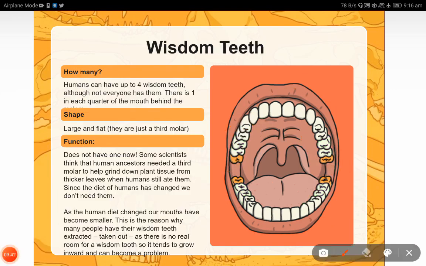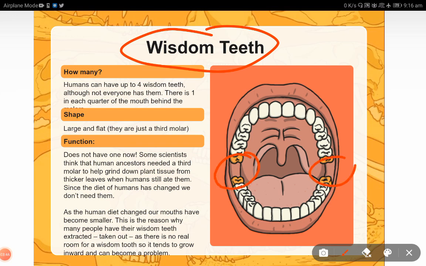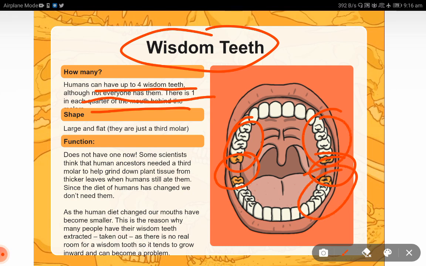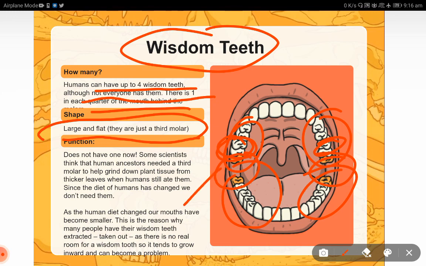And the last ones are wisdom teeth. They're the innermost part of the mouth, and humans can have up to 4 wisdom teeth, although not everyone has them. There is one in each quarter of the mouth. Their shape is large and flat, and they are a sort of third molar. Since there were 2 molars in each quarter of the mouth, some people say that they are just the third molar. And their function, well, they do not have one right now.